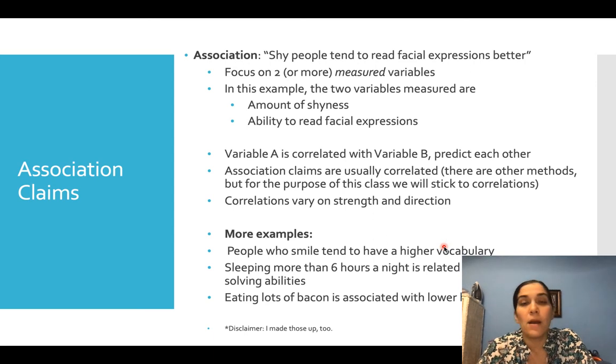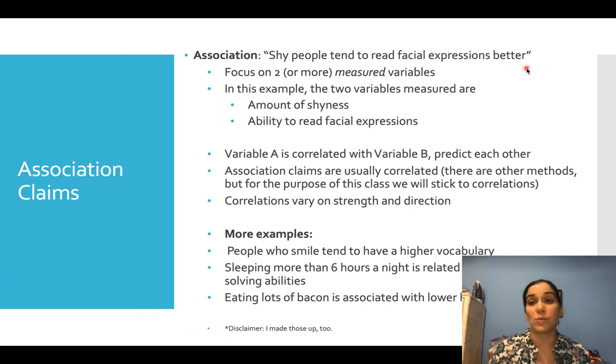An association claim takes two variables and sees how they relate. For example, shy people tend to read facial expressions better. So they focus on these two measured variables: the amount of shyness and the ability to read facial expressions. What you're saying here is that variable A is related or correlated with variable B, essentially that they predict each other.